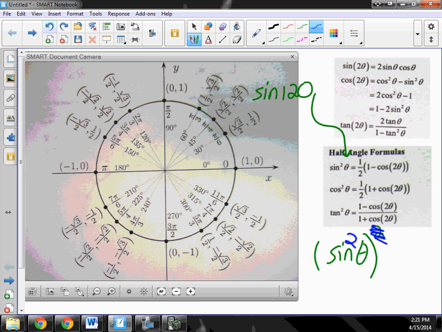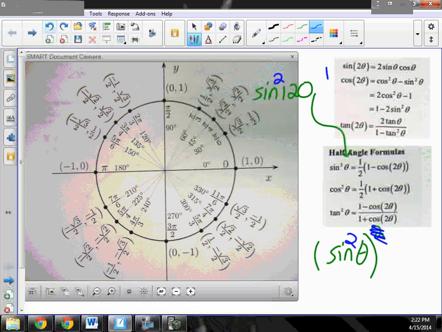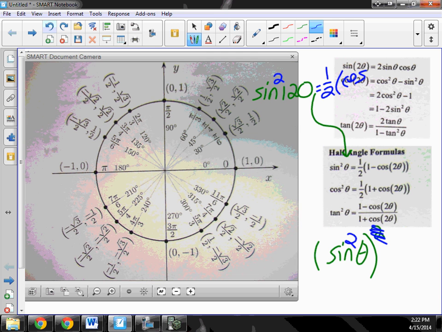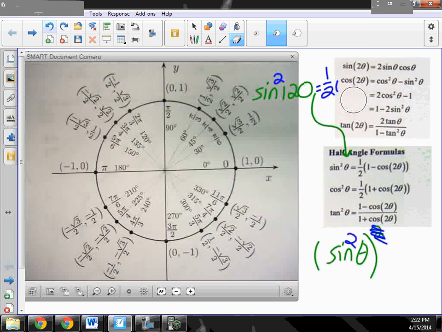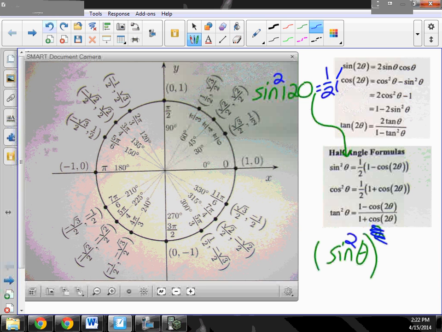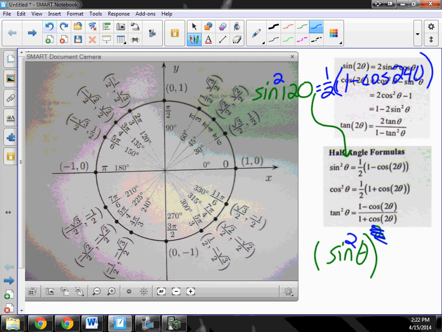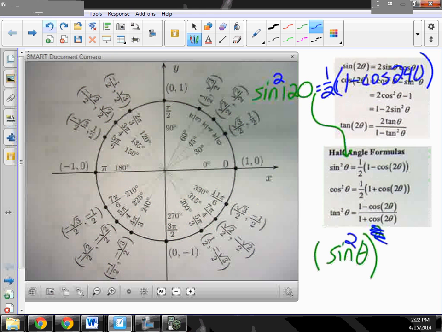So sine squared of 120 equals 1/2 cosine of double that angle. Sorry, 1 minus the, boy, I'm on fire today. Sorry, 1/2 times 1 minus the cosine of 240. Does that make sense? So double angle means your angle is double some angle that you know from the unit circle. Half angle means your angle is half of some angle known in the unit circle.